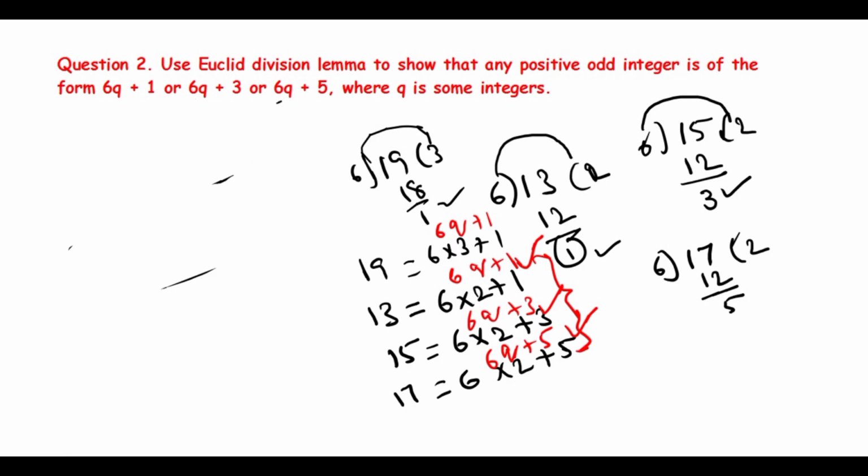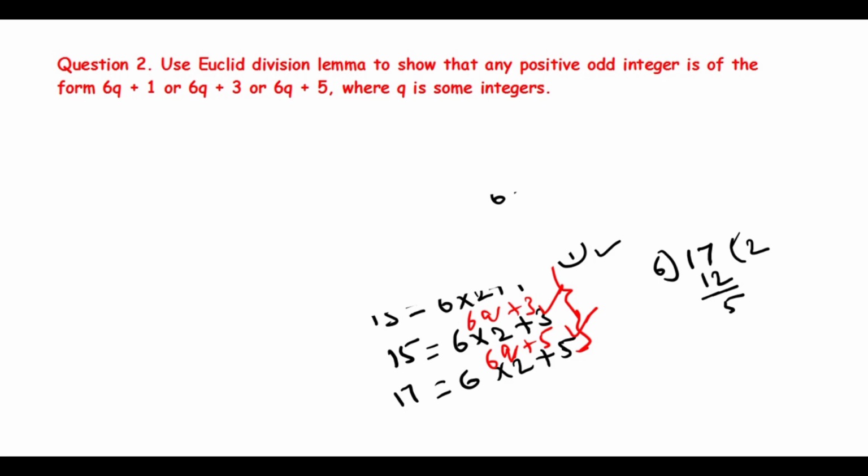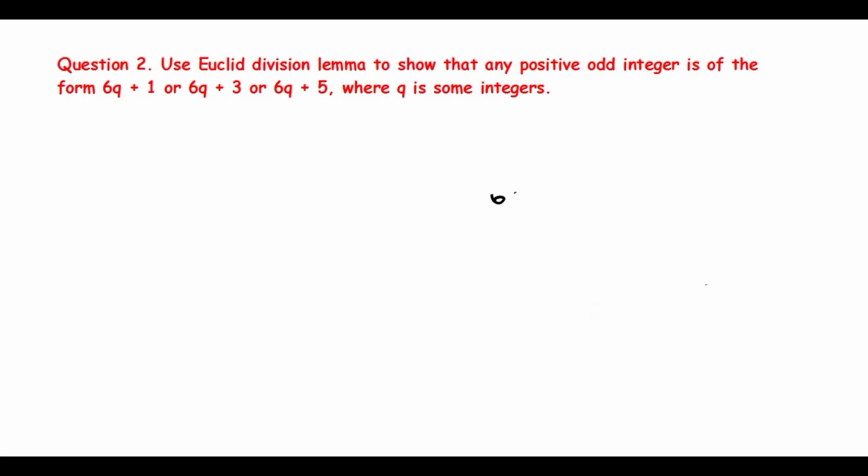So let us discuss how to write it step by step. If any odd integer is divided by 6 and is in the form of 6q plus 1, that means the remainder you will get is either 1 or 3 or 5. What are 1, 3, 5 here? That is the remainder. Since it is an odd number, the remainder will be either 1 or 3 or 5. So step by step we discuss now.